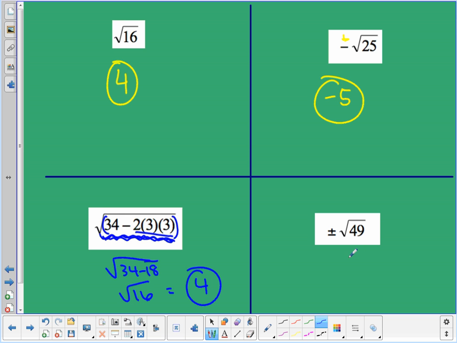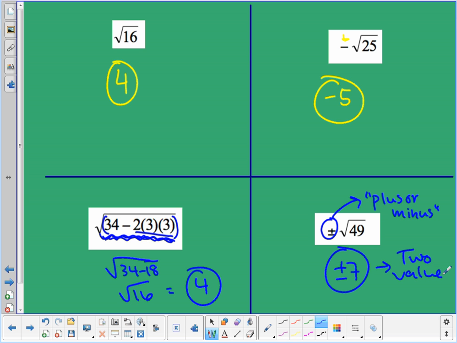In this next one, number 4, I have the plus or minus square root of 49. That's what that symbol means if you need to write that down. It's red, plus or minus. Literally, it's the plus sign and the minus sign put together. So plus or minus the square root of 49. So square root of 49 is 7. That means I'm looking at positive or negative 7. This is really two answers here. Two values. Our two values are positive 7 and negative 7.